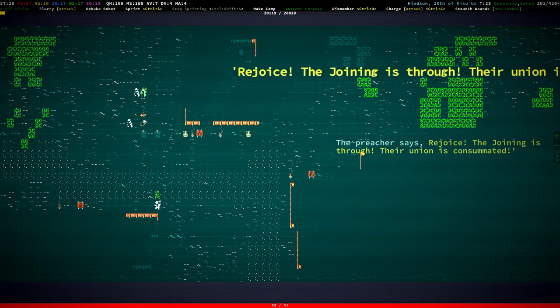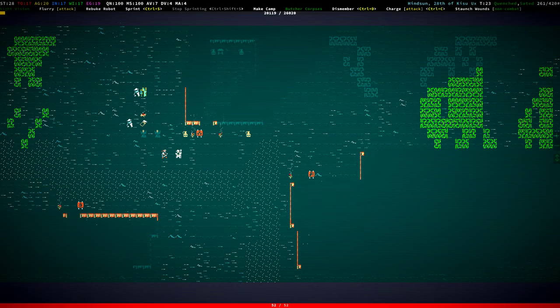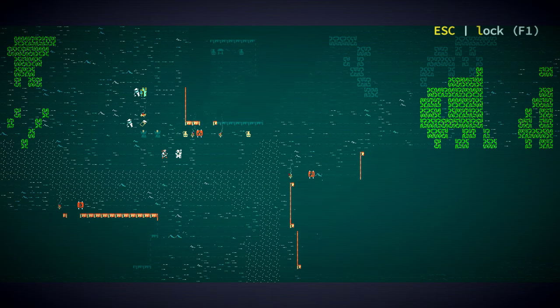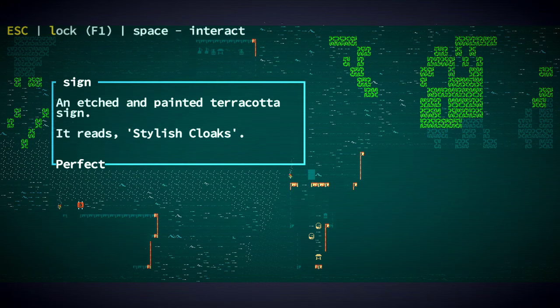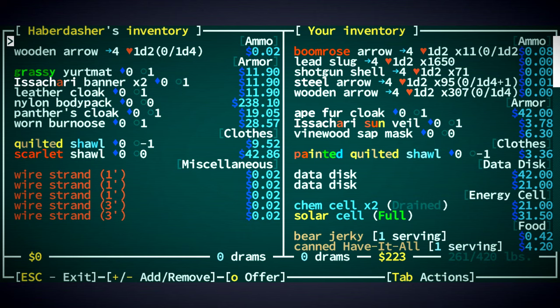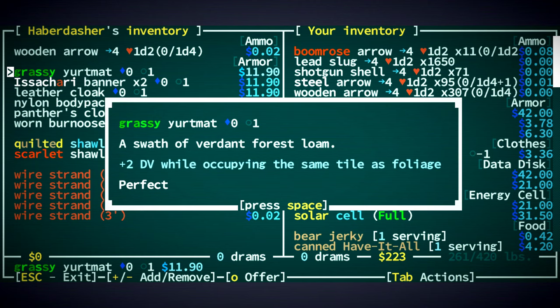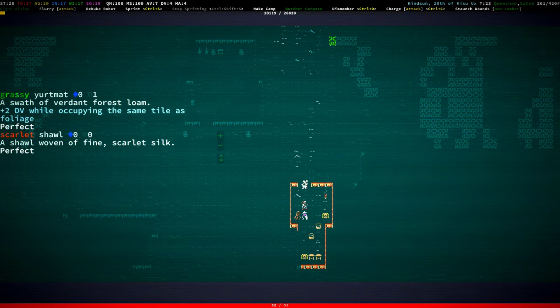What do we got? More preserves. This one is grenades. And look at all these folks. These are all mechanists. This looks like stylish cloaks. We'll talk to you. Okay, this is kind of interesting. Like, what does this one do? Plus two dodge while occupying the same tile as foliage. Scarlet shawl. Yeah, okay. Not too exciting, really.